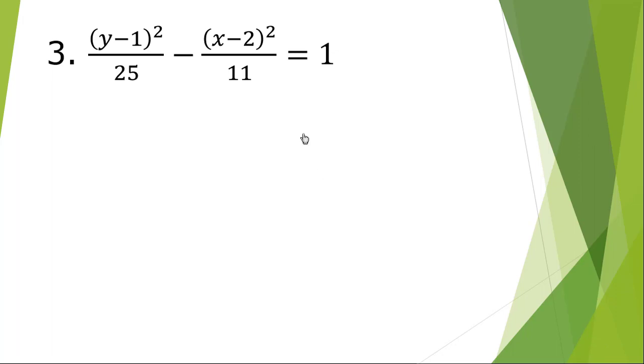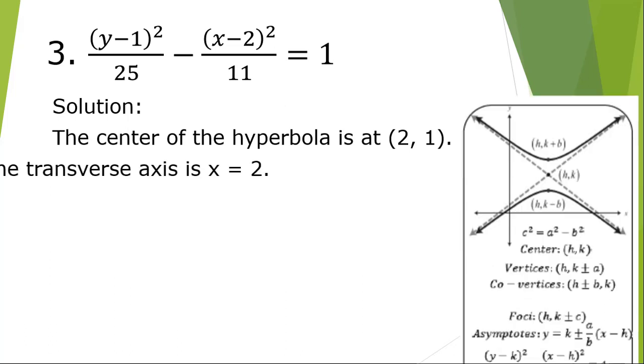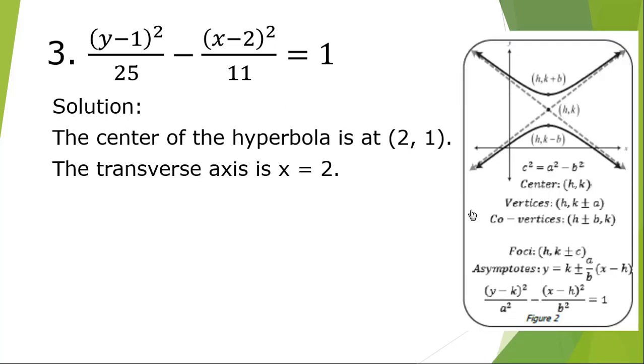Moving on to number 3. In this case, the transverse axis for number 3 is actually a vertical line. In the first two examples, we had the transverse axis as the horizontal axis, which is parallel to the x-axis. But this time, we have another figure, wherein we have a hyperbola in which the transverse axis, that is the axis where the center and the vertices are collinear with each other, is a vertical line here.